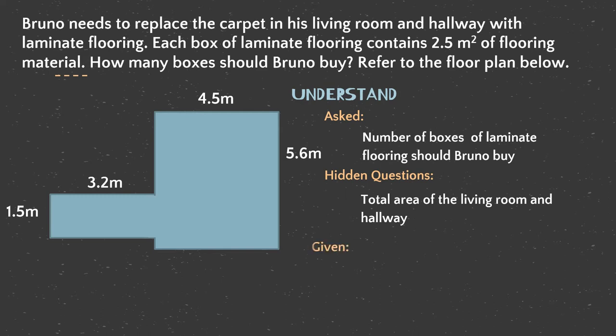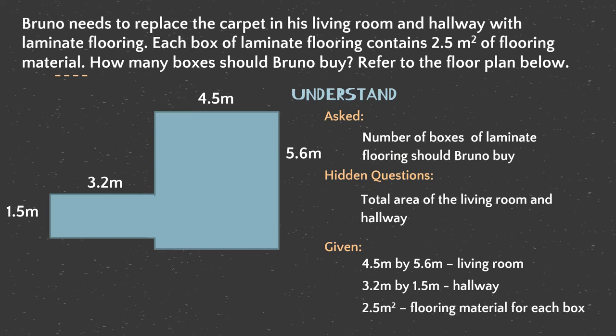So the given are, we have 4 5/10 meters by 5 6/10 meters. That is the measurement of the living room. And then we have 3 2/10 meters by 1 5/10 meters. That is the measurement of the hallway. And then we have 2 5/10 square meters. That would be the flooring material for each box.